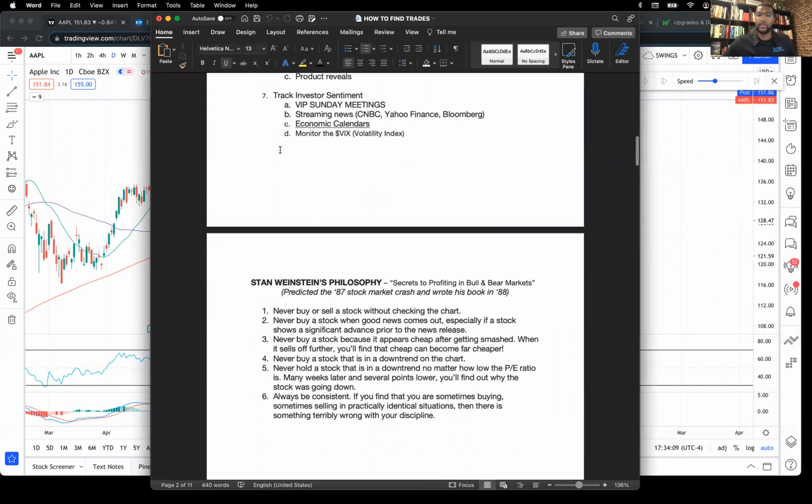Also, tracking investor sentiment. So what we do with the VIP meetings and the VIP membership is every single Sunday, 7 p.m. Eastern time, we meet on a Zoom call and we go over the week ahead. And that right there will keep you in tune with the market, because 9 times out of 10, most of you guys who are taking this course right now, the people you're friends with, the people you interact with on a day-to-day basis, they're not going to keep you up to date with what's going on with the market. You need to have a group of people you are communicating with daily, who are going to keep you in the market, hold you accountable, and make sure that you are aware of what's going on at all times.